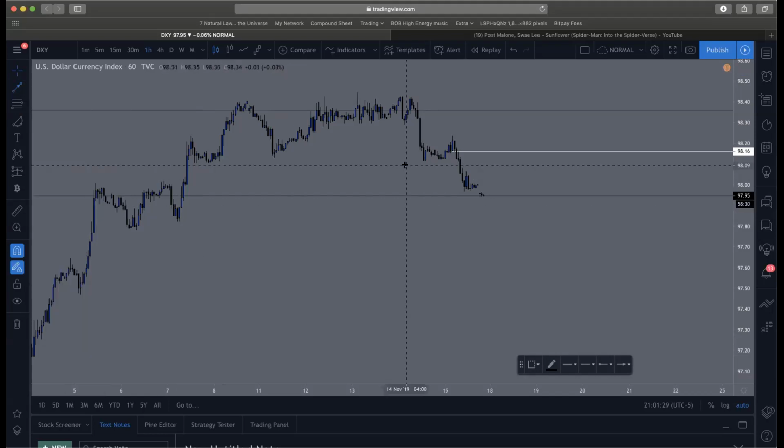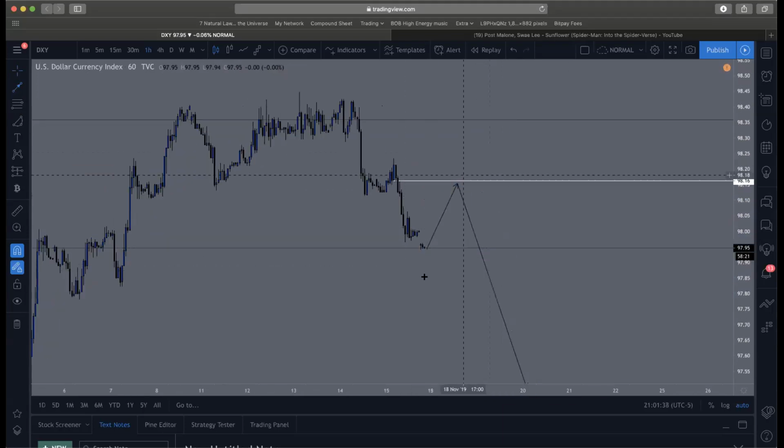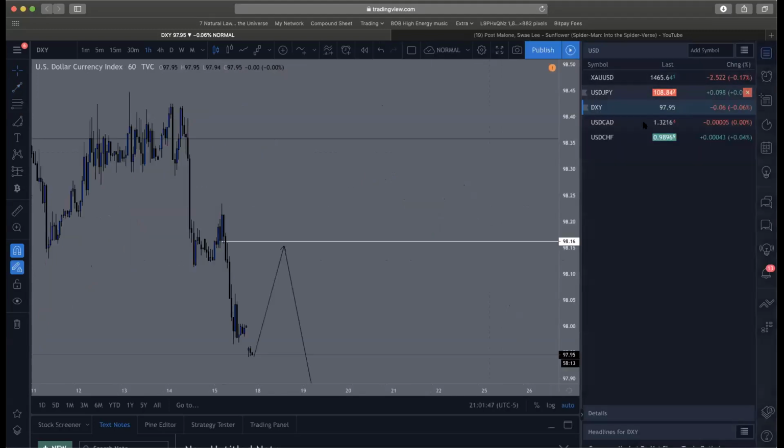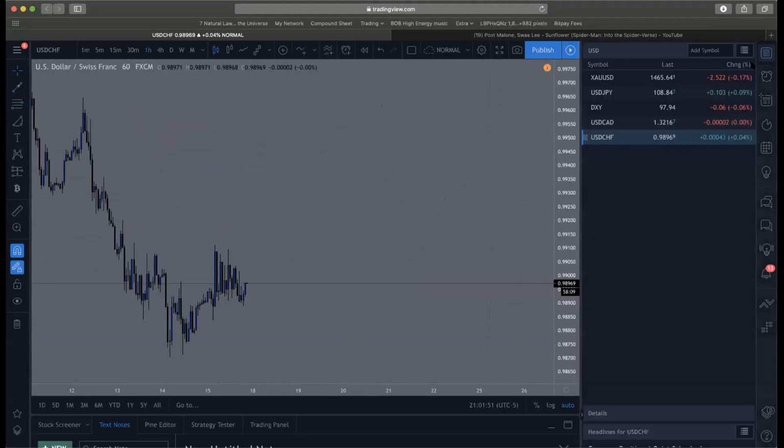We're looking for DXY to potentially, maybe it'll consolidate around here, then it's going to pull up, and then it's going to drop, right? So if we're looking for something like that to happen, we need to understand that the dollar is going to gain strength, and then after that, the dollar is going to lose strength. So the pairs that make up the DXY the most are USD CHF and Euro USD.